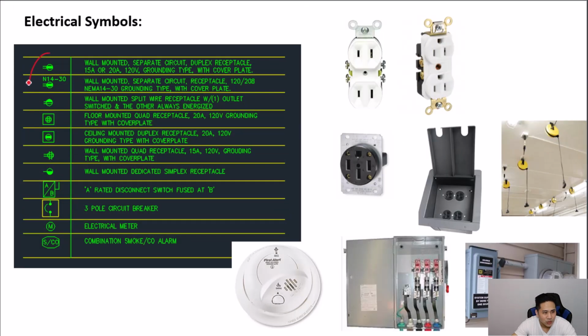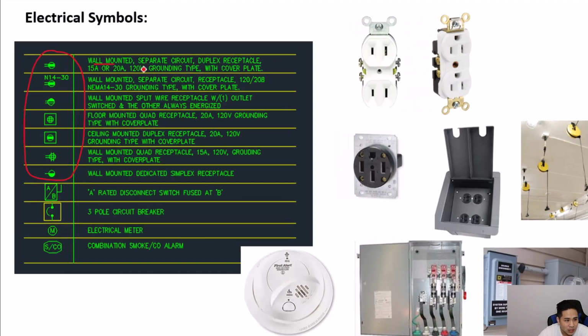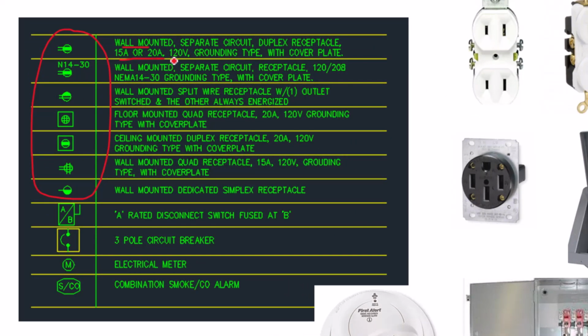So you have more of these receptacles listed here, and it's various different types of receptacles. So we'll start from the top. Wall-mounted separate circuit duplex receptacle, 15 or 20 amp, 120 volts, single phase, grounding type with cover plate. When you have this filled-in middle section, it just means that it's a dedicated, or in other words, a separate circuit. So you have nothing else on that circuit that is serving that receptacle.